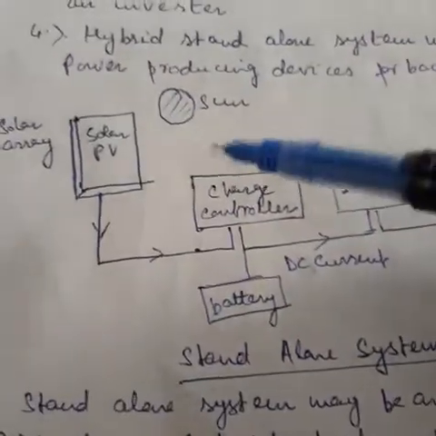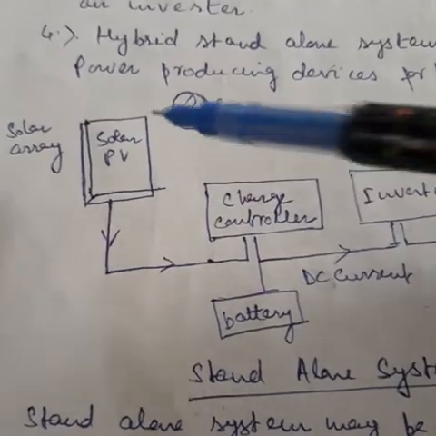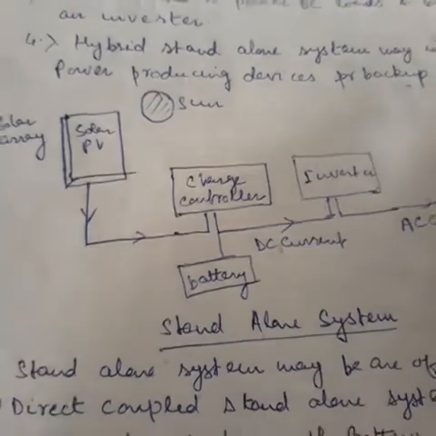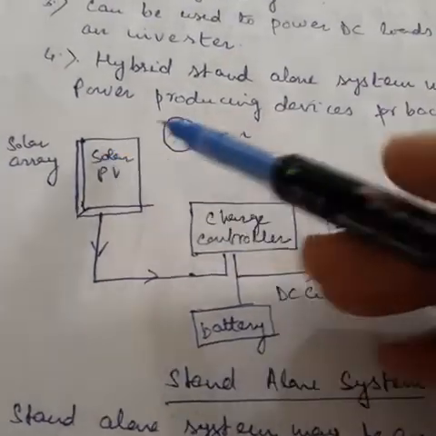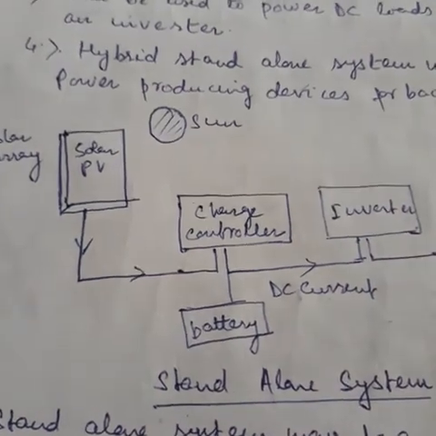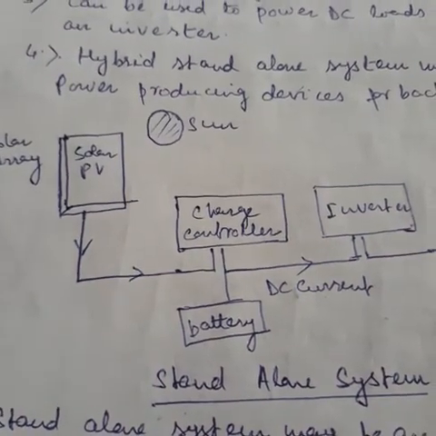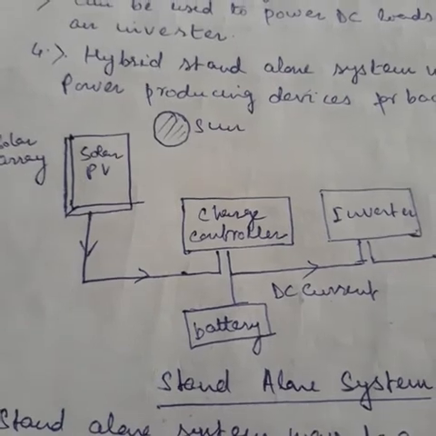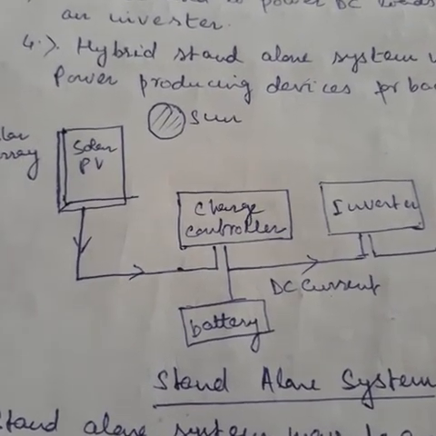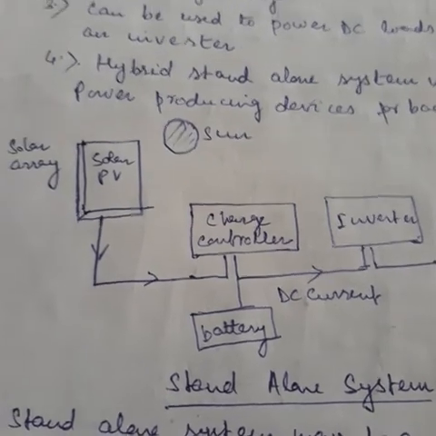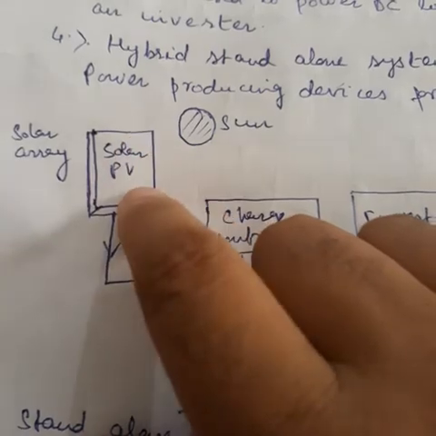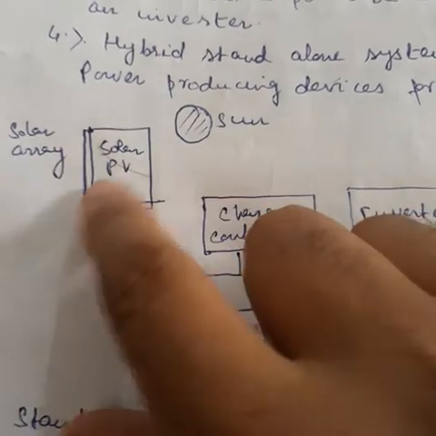Next, in the figure, that is the schematic diagram of a stand-alone system, how it works. So first of all, the sun. We know that the sun rays come and they fall on the surface plate. The solar radiation causes the sun rays, and they come on the surface plate. This one is the solar PV, solar photovoltaic. This is called a solar array.